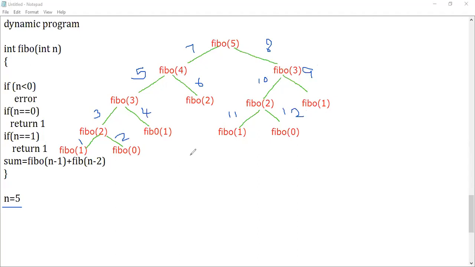Did I miss something? I believe I'm missing something. So here, right? Again, here we missed Fibo of 2. So 13 iterations and the 14th iteration.